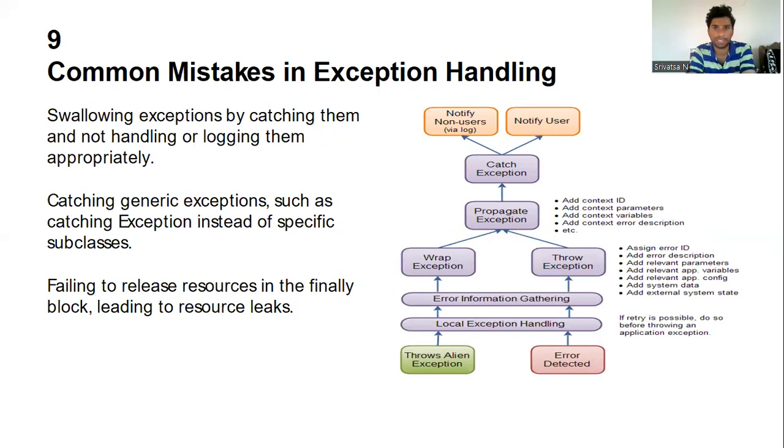The common mistakes in exception handling are swallowing the exceptions by catching them, or not handling or logging them appropriately. Exceptions are to be handled. You're not supposed to just throw them away or swallow them. These are the common mistakes we make in exception handling; we just throw them away so that the rest of the program can work. Other mistakes are catching generic exceptions, such as catching Exception instead of specific subclasses, and failing to release resources in the finally block, leading to resource leaks.